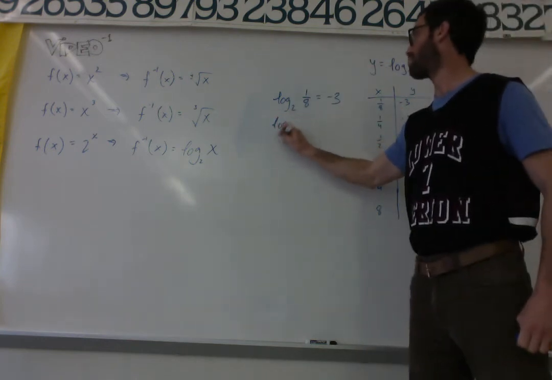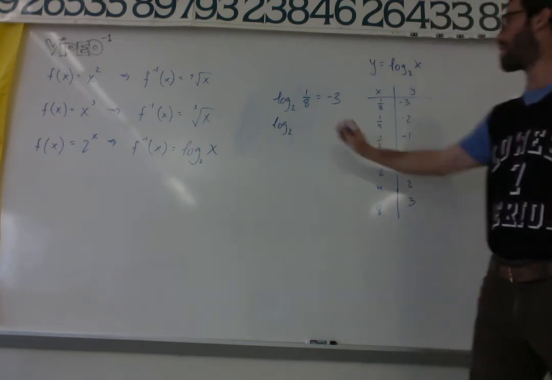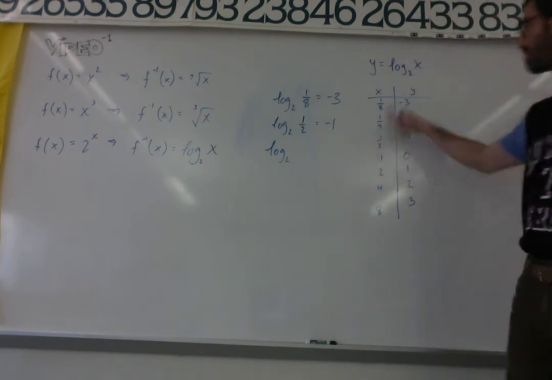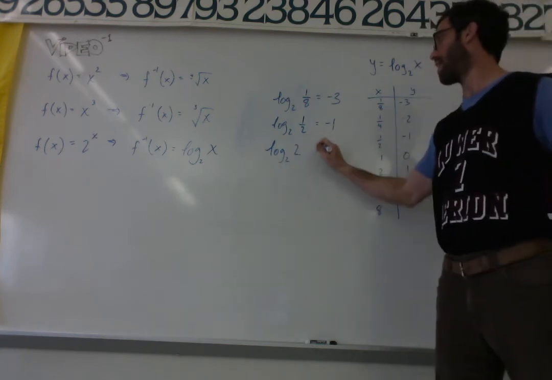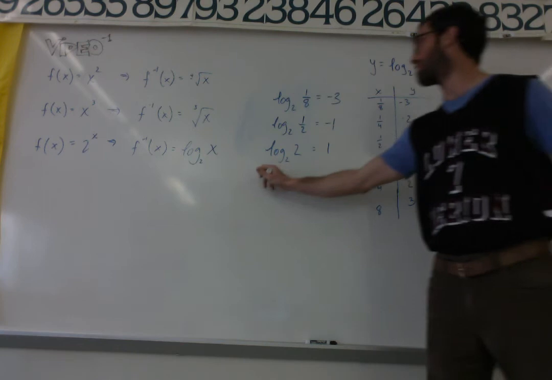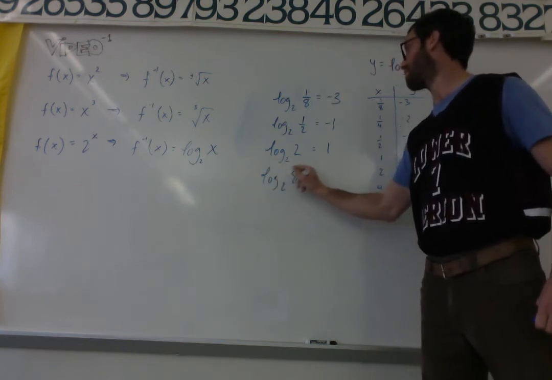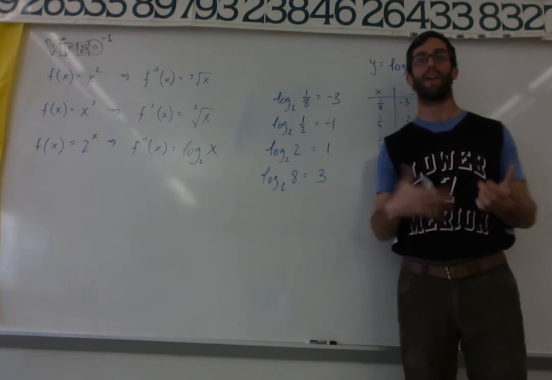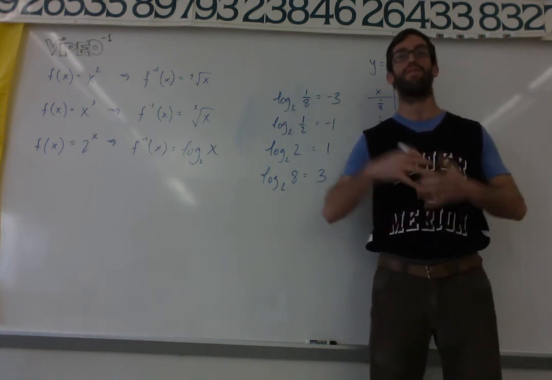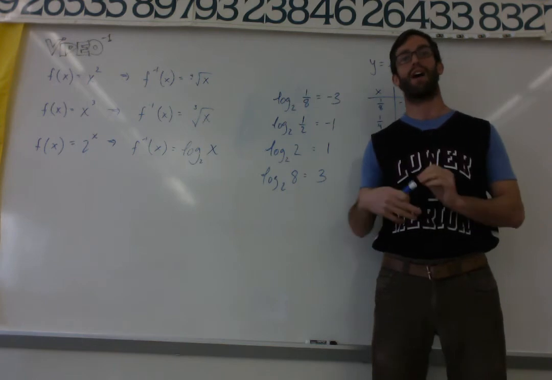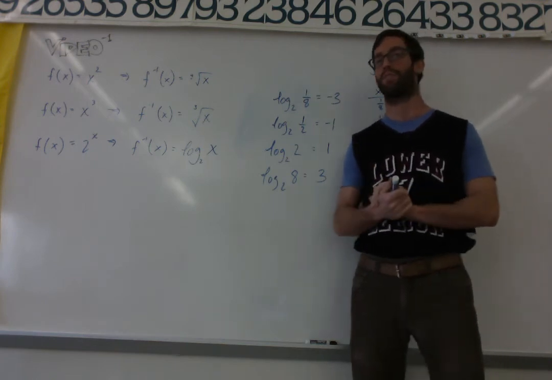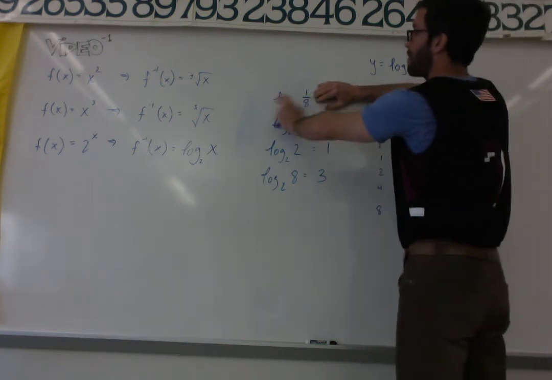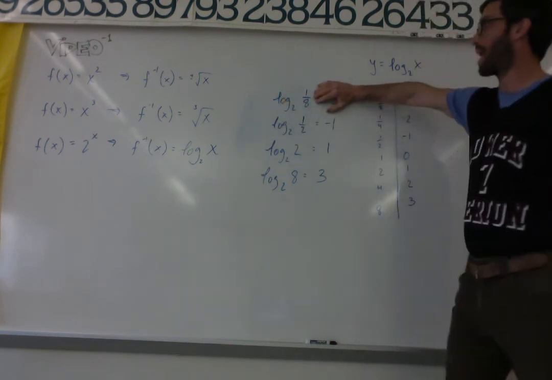Log base 2 of 1/2 equals negative 1. Log base 2 of 2, well, that equals 1. Let's do one more: log base 2 of 8 equals 3, and so on. As with any new function, what you begin with is just evaluating a function at certain values of the independent variable. So it's important that you understand how to evaluate log base 2 of 1/8.